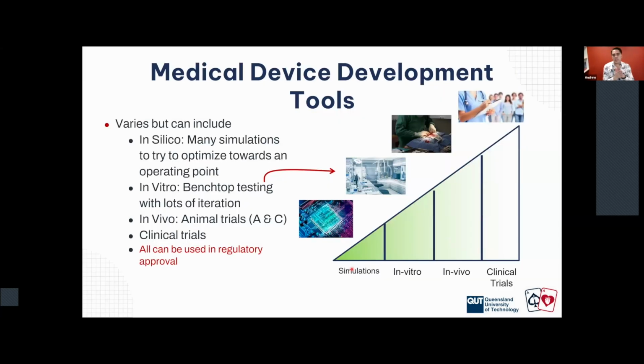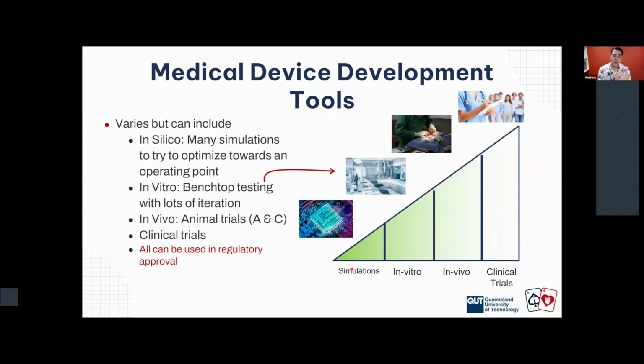What kind of medical device development tools can we use? So it varies, but it can include in silico, which is computer-based models. Here we can do many simulations to try and optimize towards an operating point. We can use in vitro, things like benchtop testing, where we can take lots of different iterations and test them in a physical system. Benchtop testing is not only mock loops, we'll talk about some other things in a minute.